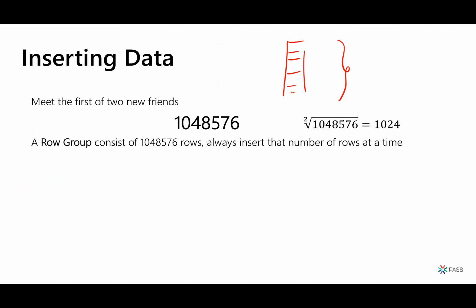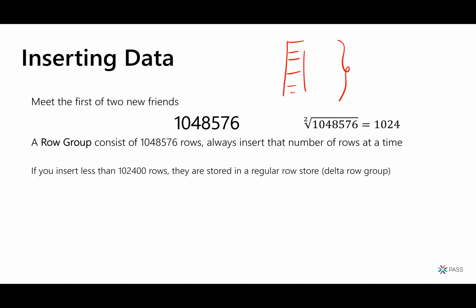So the way to make column store really, really go fast is to always insert exactly that number of rows in one go. Don't insert less, don't insert more. If you need to insert more, make sure it's a multiple of that. So twice that much, 3 times, 15 times, 10,000 times. That's fine. But don't insert one row less and don't insert one row more, because it will mess up your column store and it's hard to fix.